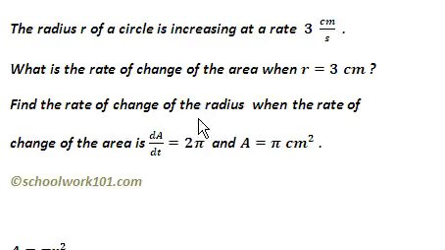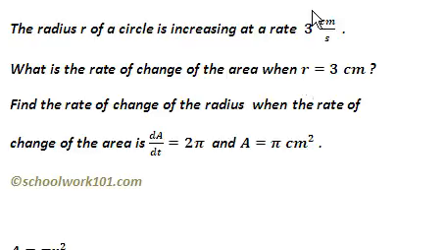It says find the rate of change of the radius when the rate of change of the area, which I'm denoting as dA over dt, is equal to 2 pi. I guess that should be centimeters squared, but I didn't put that in there. And A is equal to pi centimeters squared. So they're giving us the area. We want to find the rate of change of the radius, dr over dt. Okay, that's the second part.